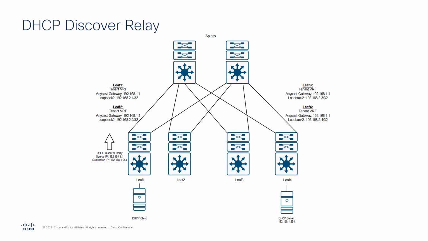Leaf 1 will receive the DHCP discover broadcast and create a relay packet for it. This relay packet is sourced from the anycast gateway by default. After the relay packet has been created, it will then be encapsulated in an outer IP header and sent over the VXLAN fabric towards its destination. After traversing the fabric, the relay packet will egress leaf 4 towards the DHCP server in VLAN 100.